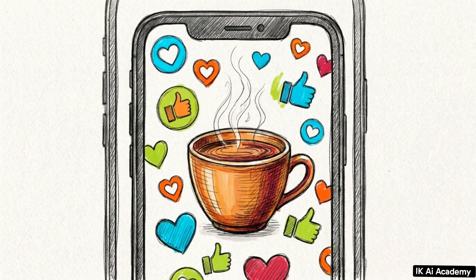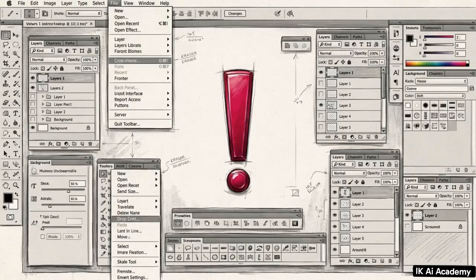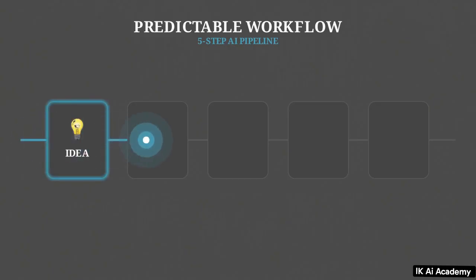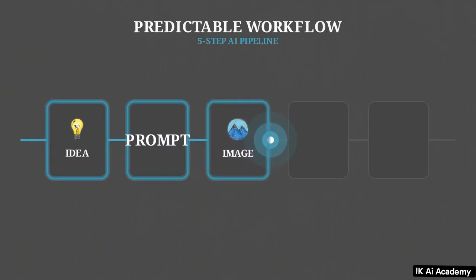A lot of people want to create highly polished, professional images for their social media channels, but they hit a wall because they don't know how to use complex software like Photoshop. You don't need a graphic design degree to solve this. Instead, we are going to use a predictable, step-by-step workflow that takes a simple idea, runs it through an AI prompt, and builds it into a fully branded professional post.